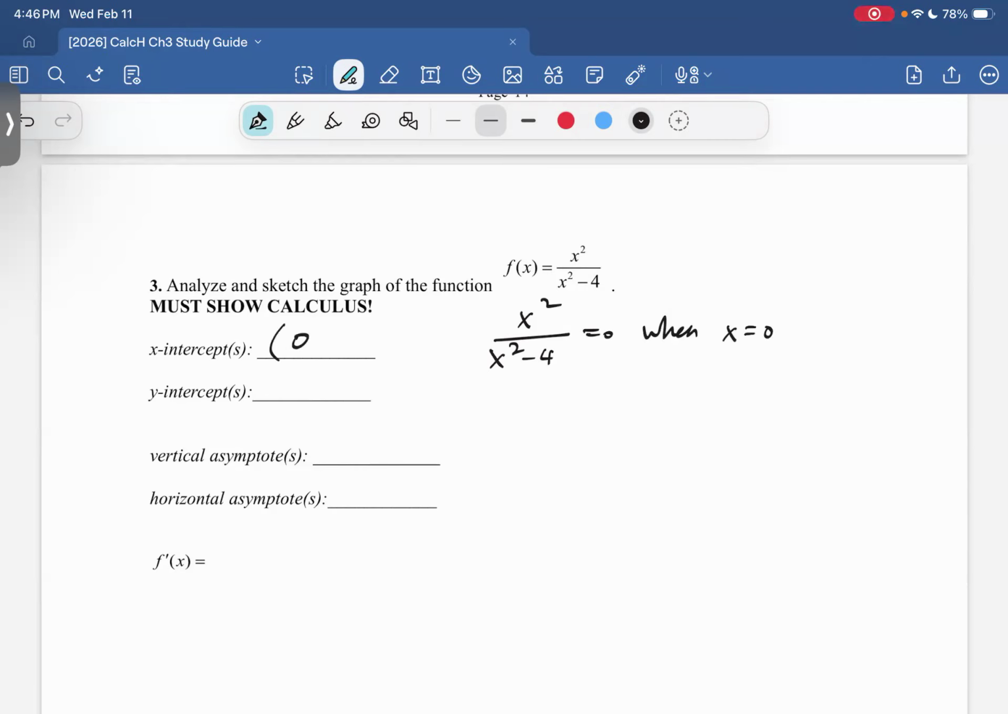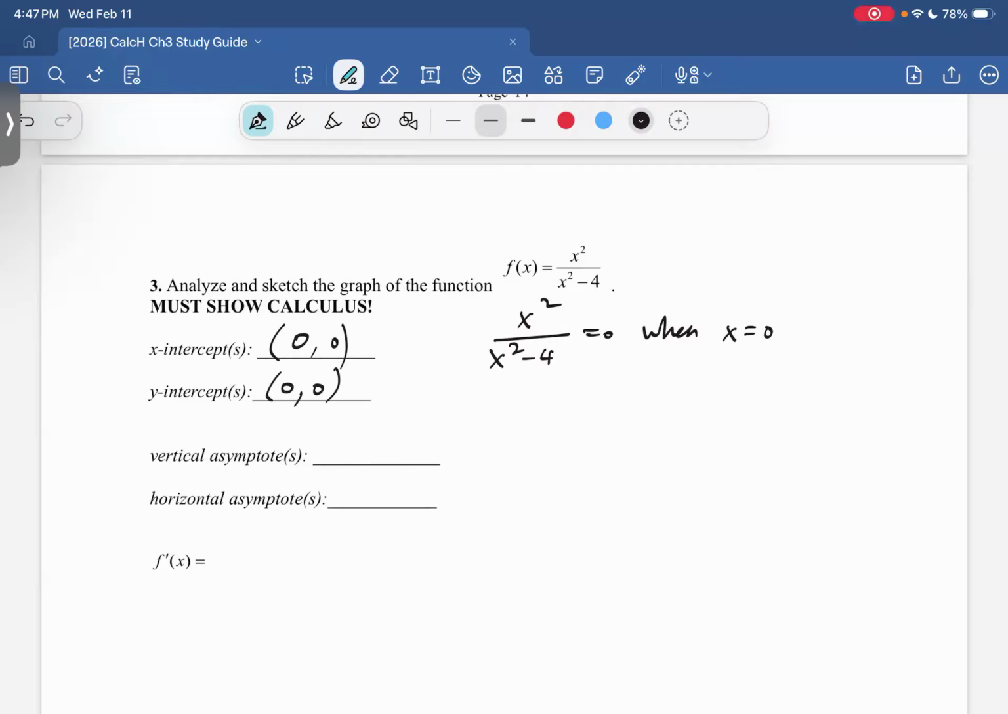So our x-intercept is going to be (0, 0), then we just plug in 0. f of 0 equals 0. That is also going to be our y-intercept, right? What is a y-intercept? That's just when we plug in x equals 0 into our function. So our y-intercept is (0, 0).